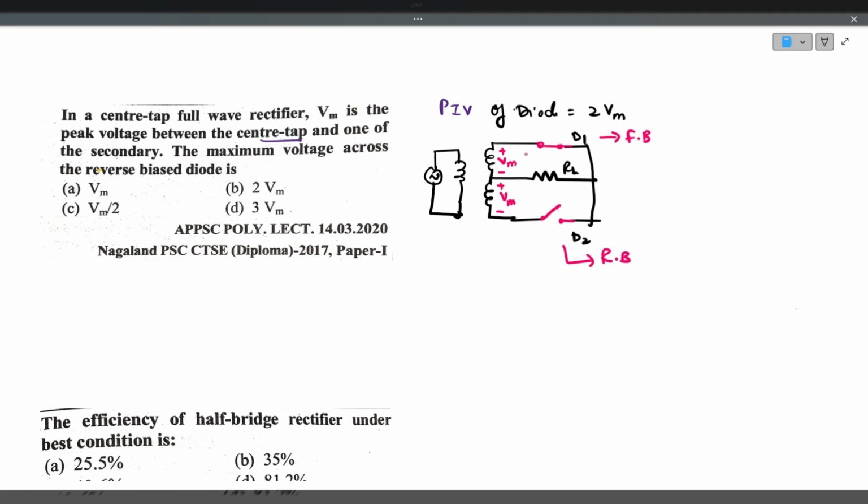So the current flows in the upper winding loop and the voltage drop across the load resistance will be plus Vm. Now, the voltage across D2, by applying Kirchhoff's voltage law, is VD2 equal to VL, the load voltage across the load resistance, plus the voltage across the lower winding, that is Vm. So VD2 is equal to Vm plus Vm, which is equal to 2 Vm, meaning 2 times the maximum voltage. So the answer is option B.